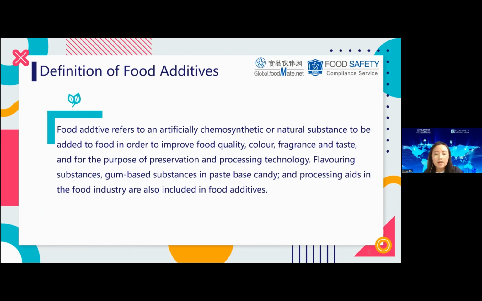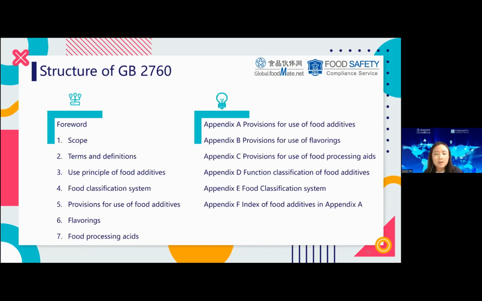However, it's important to note that the nutritional fortification substances are not currently included in the GB2760. They have their own standards, the GB14880. GB2760 has the different tables in the different appendices, which are not very straightforward, but the main content actually in this standard is the appendix.